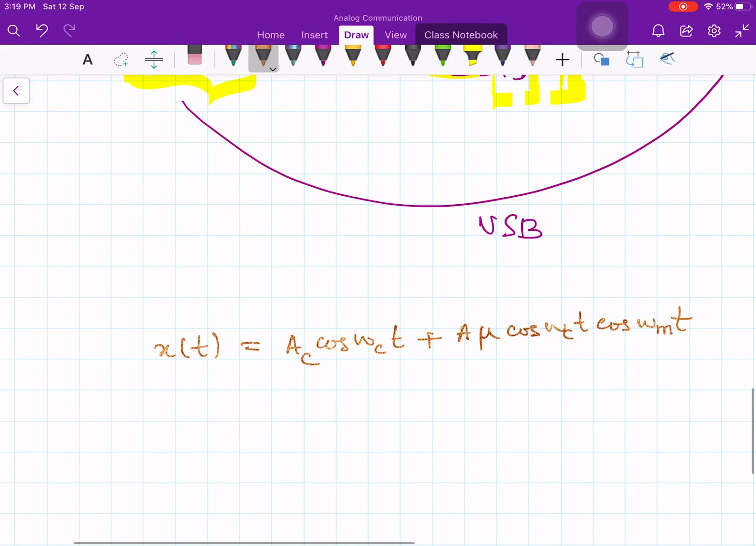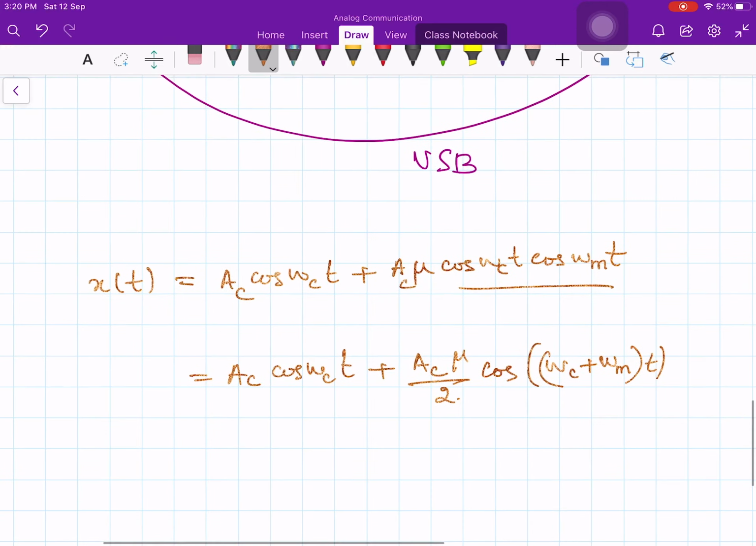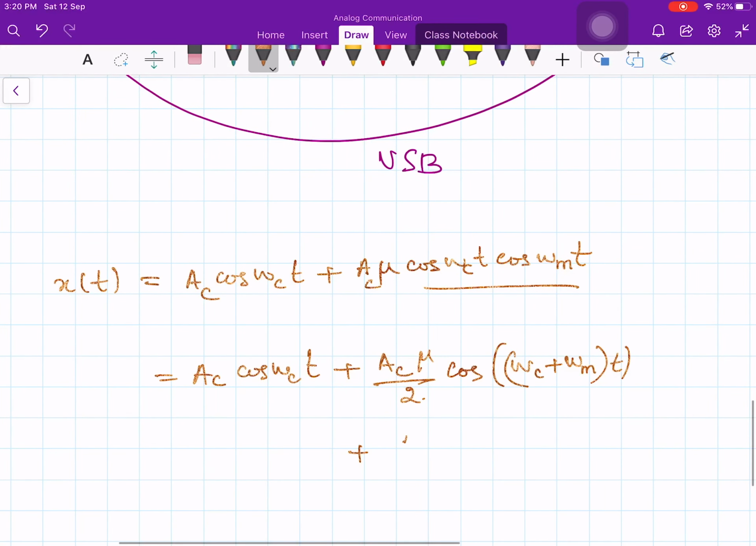Now, again, if you rewrite A_c cos of omega_c t plus this one, cos A cos B is cos(A plus B) plus cos(A minus B), so A_c mu by 2 cos of (omega_c plus omega_m) times t plus A_c mu divided by 2 cos of (omega_c minus omega_m) multiplied by t.